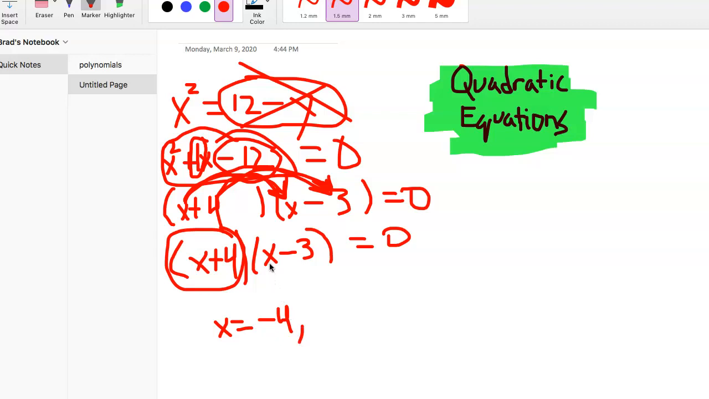Okay, and same thing here. If x equals 3, 3 minus 3 is 0. Same thing. The solution will be 0 for either the answer of negative 4 or 3.